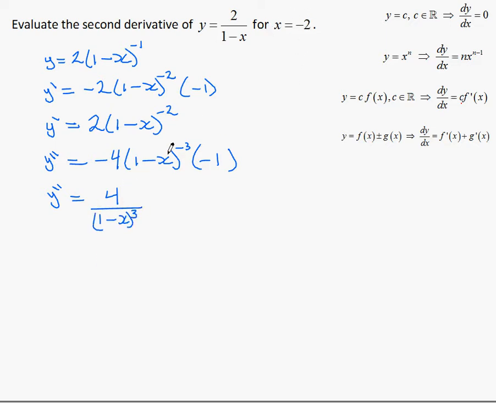Now we know x is -2 for the value we want. So the second derivative at -2 is 4 over 1 minus -2 cubed, which is 4 over 27. And so that's the value of the second derivative at x equals -2.